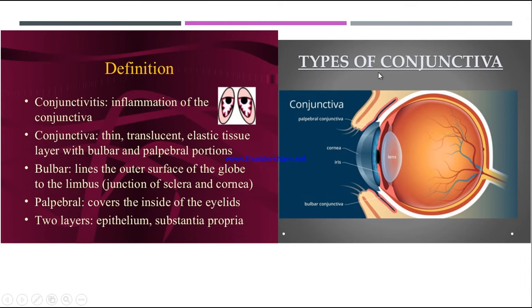If there's any inflammation in the bulbar conjunctiva, or if there's any inflammation in the palpebral conjunctiva, then we will call it conjunctivitis. I hope this is clear.